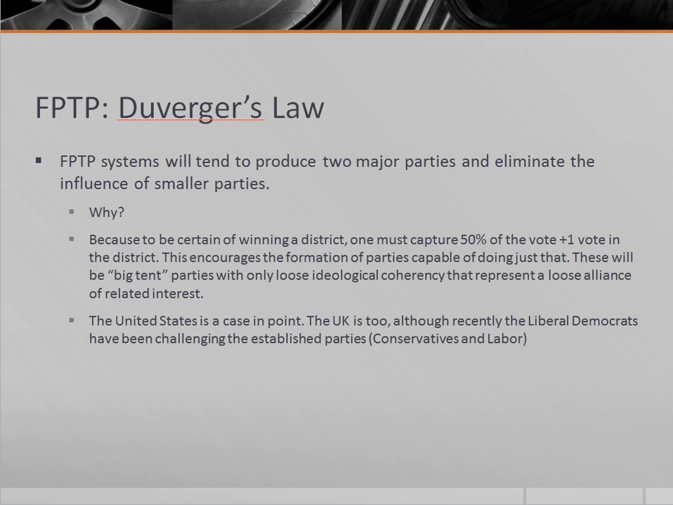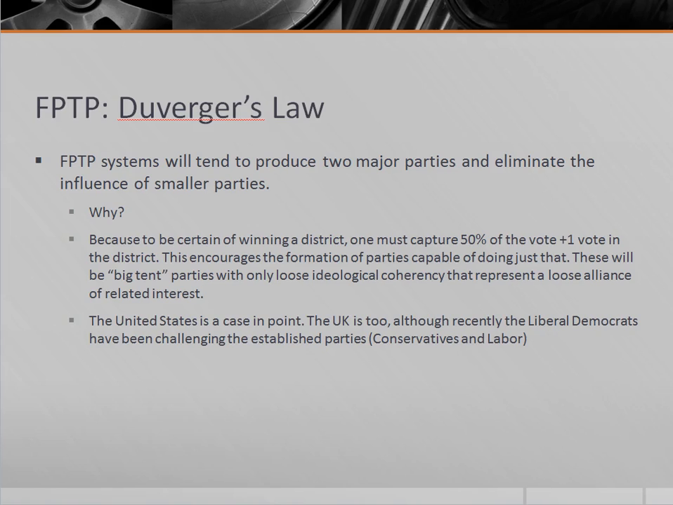One important feature of first past the post systems, and why it's so influential at the end of the day on the political system as a whole, is that first past the post systems will tend to produce two major parties and eliminate the influence of smaller parties. So the electoral system has a strong influence on what we call the party system. The party system is simply the distribution of parties. How many parties are there? First past the post systems tend to produce a smaller number of parties, whereas other electoral systems tend to produce a much larger number of political parties.